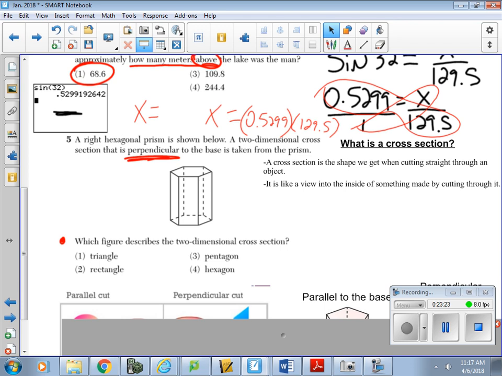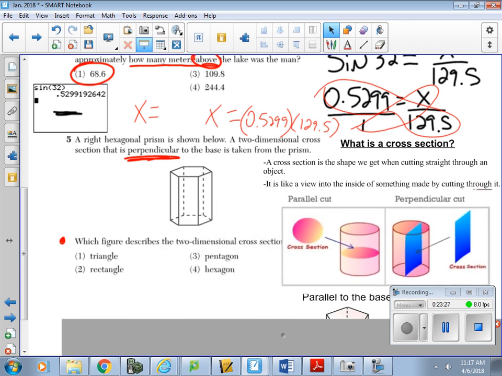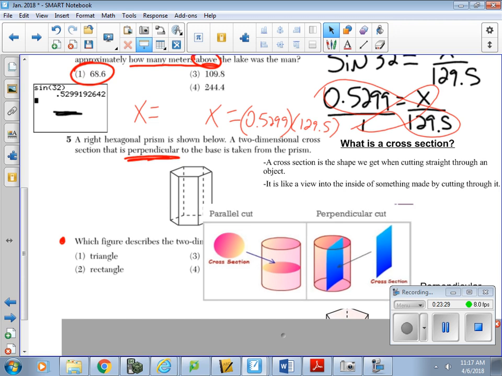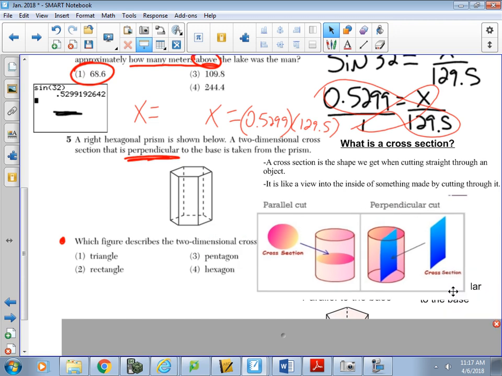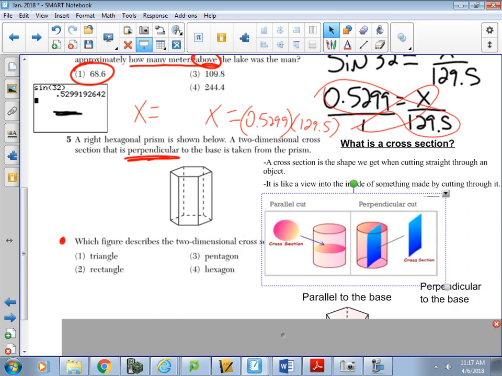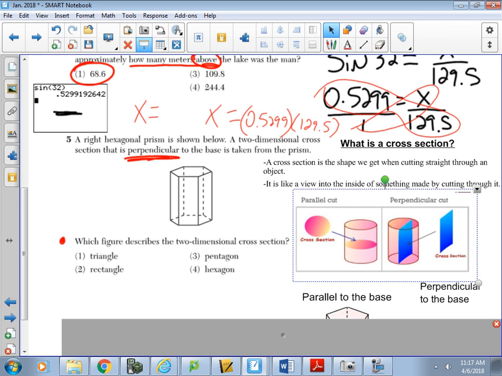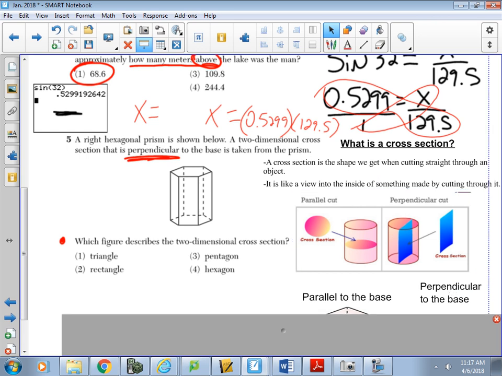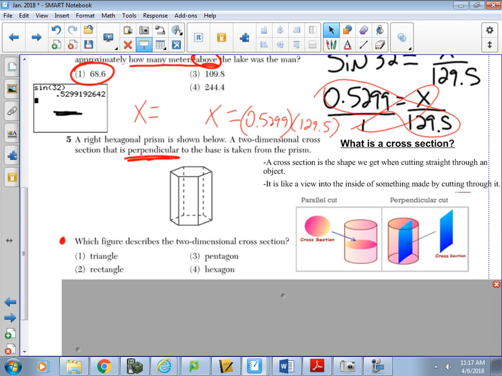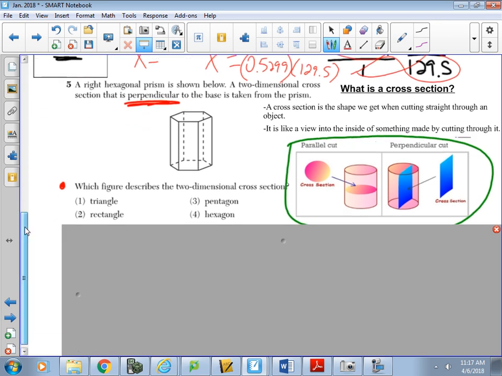Okay? Now let's just look at some cross sections here. Examples. All right? Okay, so we have this. Now, there are 2 different ways. So I have this picture here. 2 different ways you can have cross sections. All right? It can be parallel. Now look at this shape, focus in on what I just circled right here. Okay? You have the same shape.